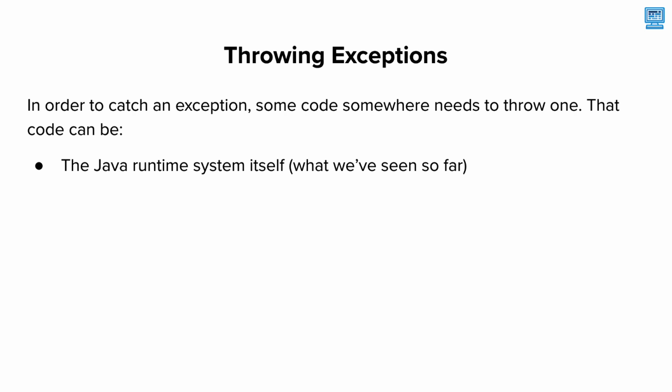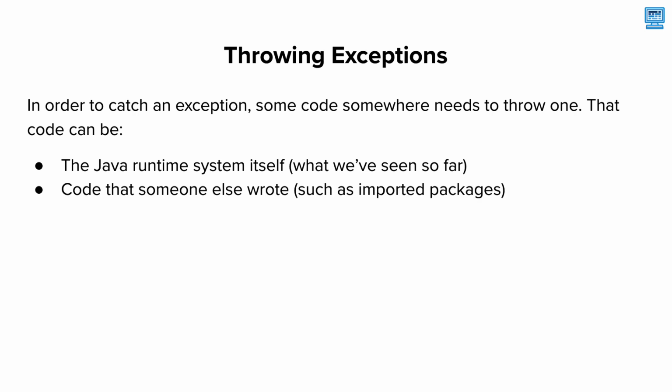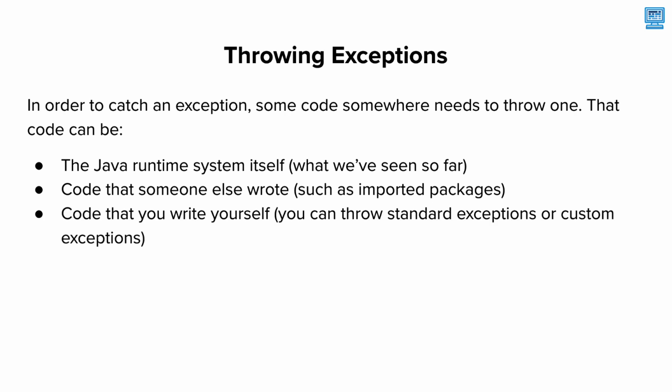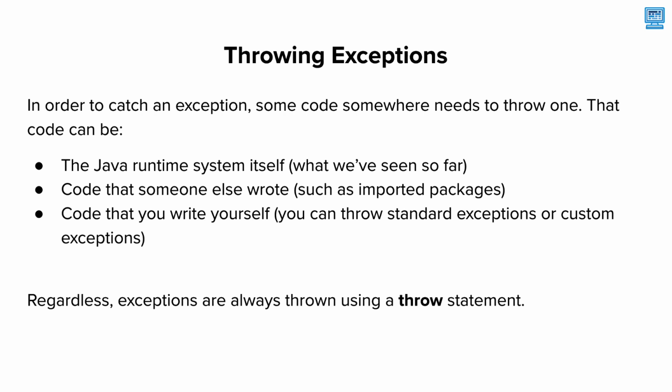So, in order to catch an exception, some code somewhere needs to throw an exception. And that code can be the Java runtime system itself, which is what we've seen so far. It could also be code that someone else wrote, such as an imported package or a library that you're using. And it could also be code that you write yourself. You can throw standard exceptions or custom exceptions. This route should really only be chosen under certain circumstances, such as you need an exception that is not included in the Java platform. Regardless of what code is throwing the exception, exceptions are always thrown using a throw statement.